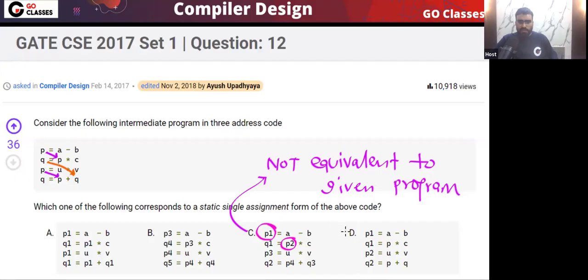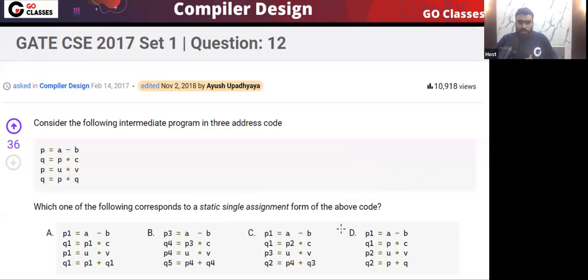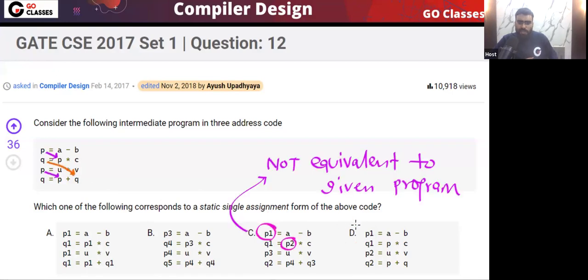What about option D? Is there any problem with option D? Yes, again with D we have a problem, the same problem. You are using P1 here and P here. You are using different variables. So this is the same problem with option D. So finally your answer is option B. That's it. Okay, let's move on now.